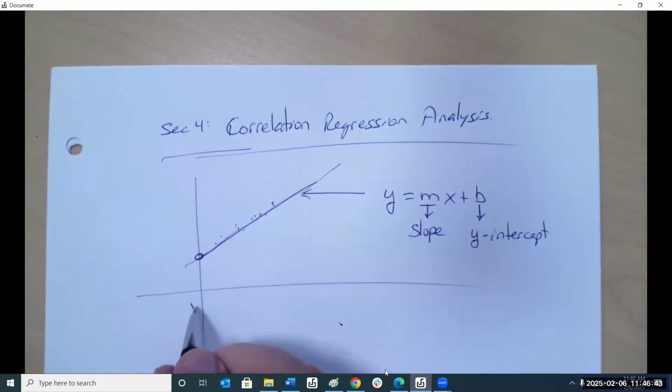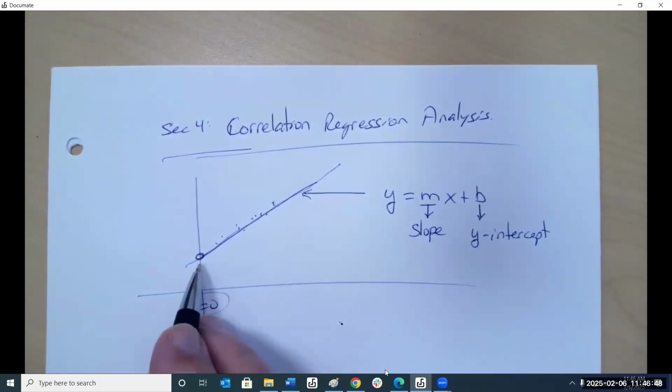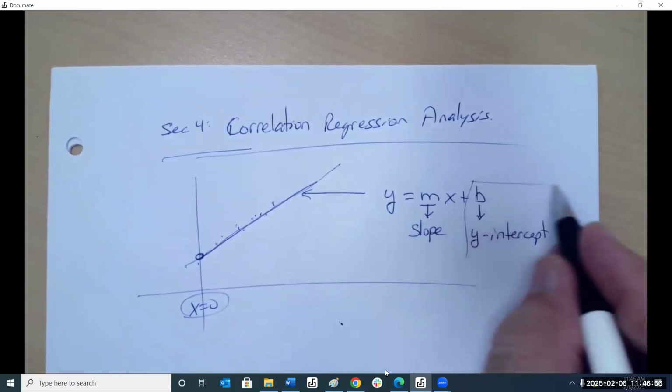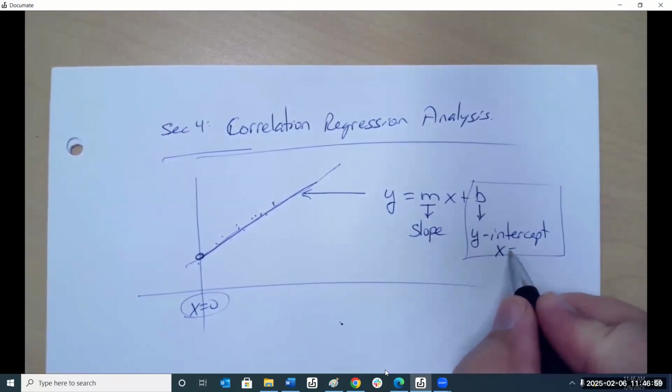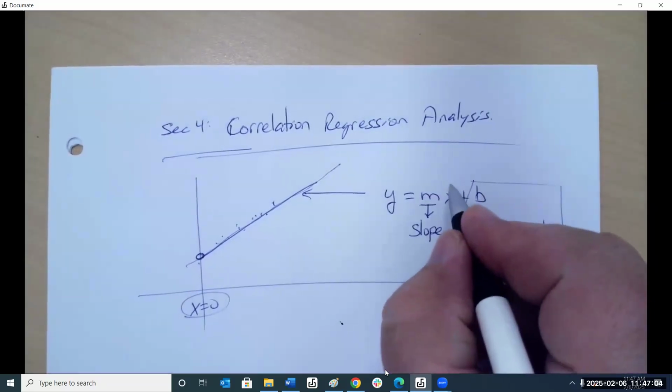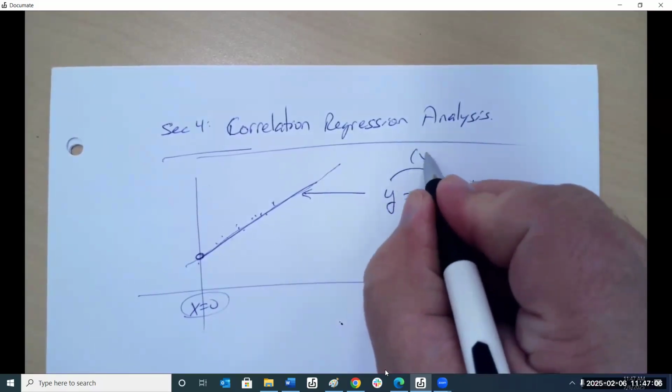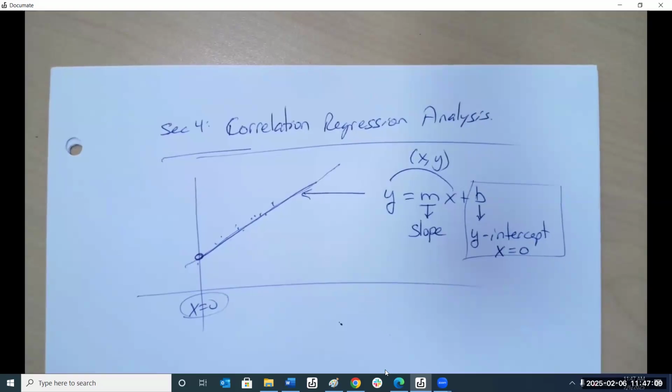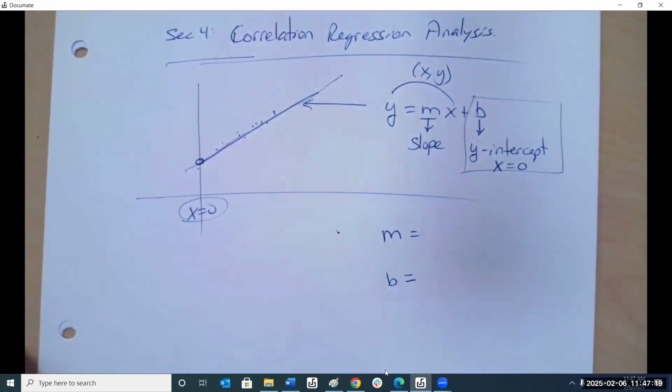Yeah, that's when x equals 0. That's where everything starts. In the beginning, that's where we are. And then from there we go either up or down or horizontal or whatever. So we need that to see where we start. This is when x equals 0. And x and y are the components of each of our points. So what we have to do is find equations to find the slope and the intercept.